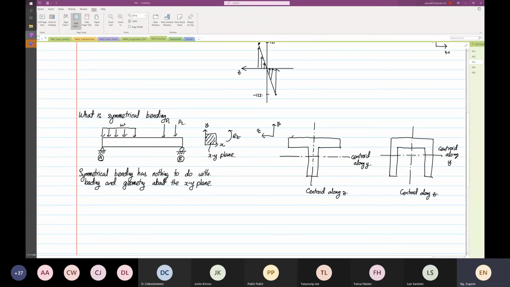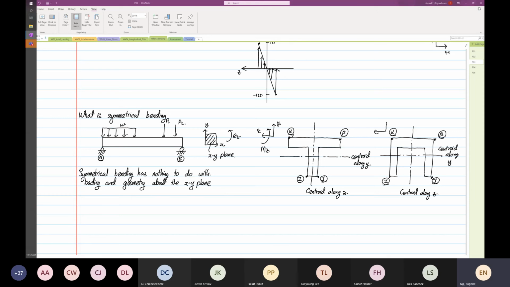Then I'm going to label all these points again. I'm going to label this alpha, beta, I, and J. And then we are going to label this also alpha, beta, I, and J. And we are going to look at moment about Z. We're going to focus on moment about Z.